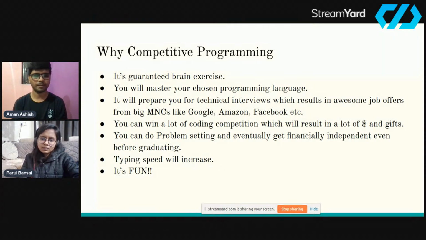So once you are good with CP, you will be good with DSA. So that's the basic thing. Please add some more points.